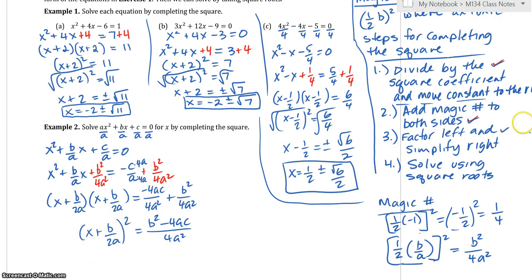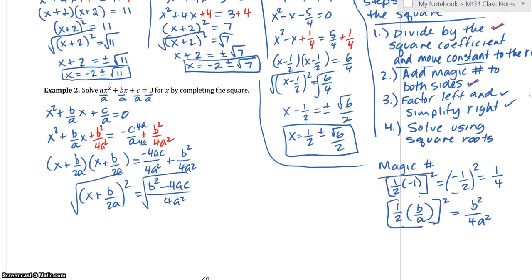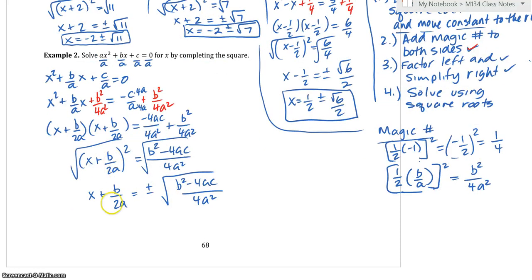So now we factored the left and simplified the right. So now finally we're going to take the square root of both sides, use the square root property to solve. We're almost done. The left side is just the inside. Don't forget to add a plus or minus on the right side. I'm going to subtract this over, and I'm going to come up with a formula.